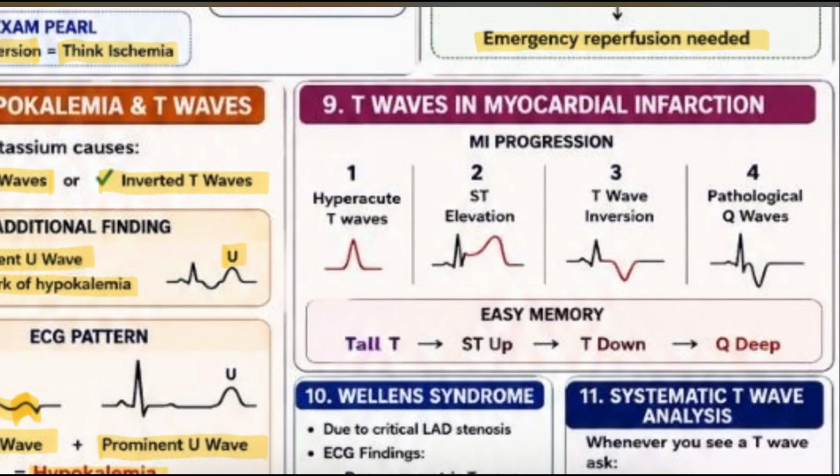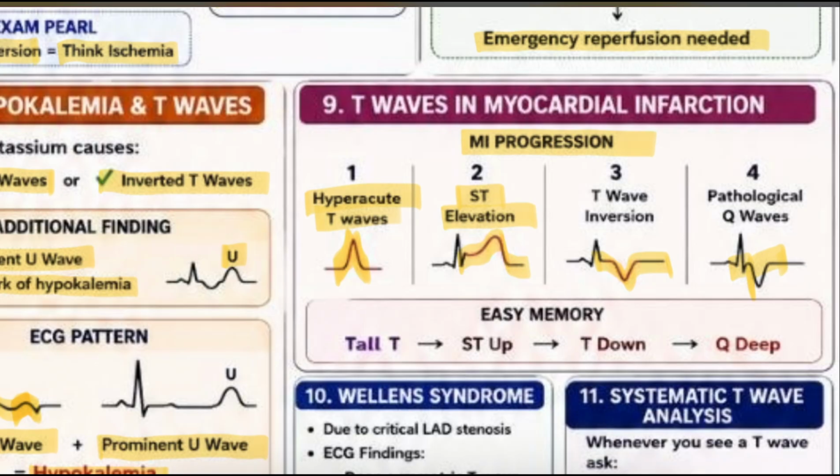Next, T wave in myocardial infarction. During myocardial infarction progression, we can divide it into a total of 4 different stages. Stage 1 we call hyperacute T waves. It will be like a V-type structure. In stage 2, we can see ST elevation. Once it goes to stage 3, we can see T wave inversion. In stage 4, the pathological Q wave will be more prominent. So that is stage 4 of myocardial infarction progression.